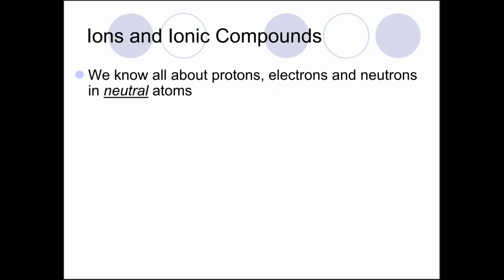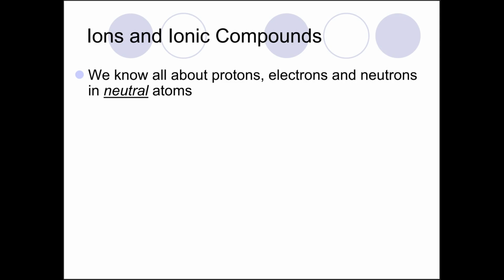So far we've talked about protons, neutrons, and electrons, and learned earlier in the chapter that if you have a neutral atom, that means the number of protons is exactly the same as the number of electrons, so the positive charges cancel out the negative charges, which makes them neutral. Well, turns out not everything is always neutral.